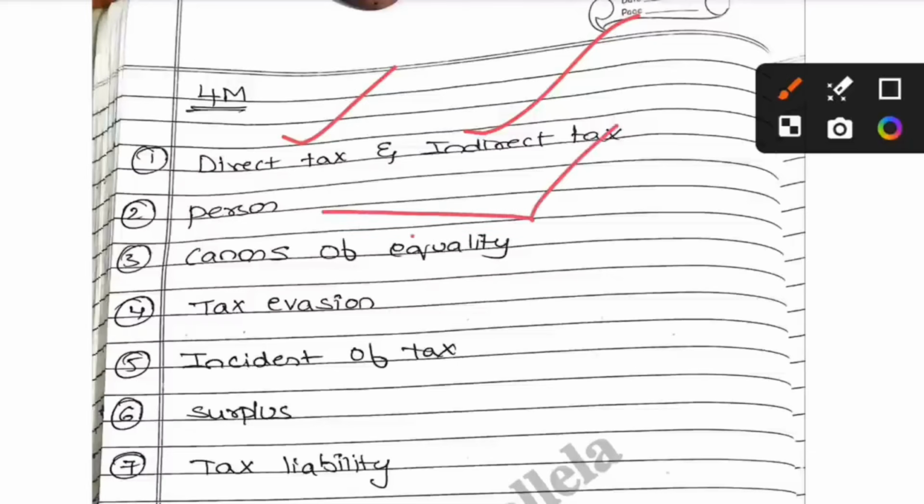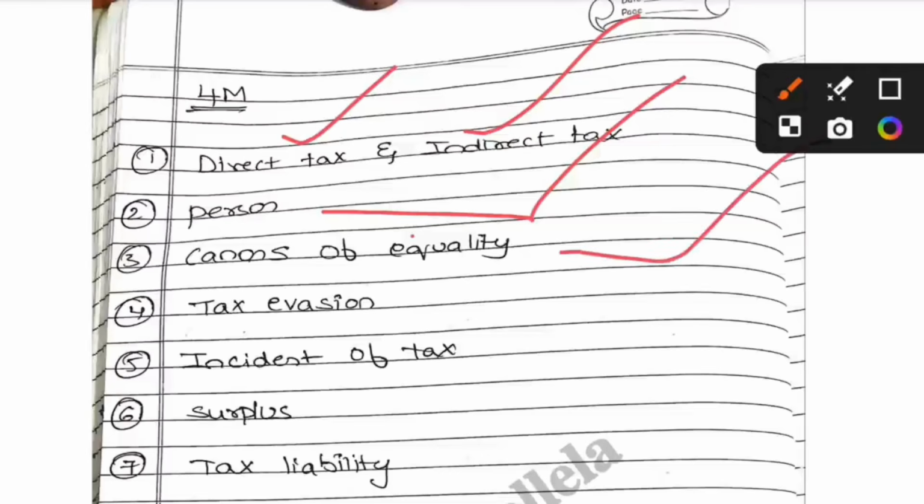Next you have person. In the income tax subject, a person is said to be an individual, a business, a profession, a Hindu undivided family, or a company, or an organization. The thing is called a person.